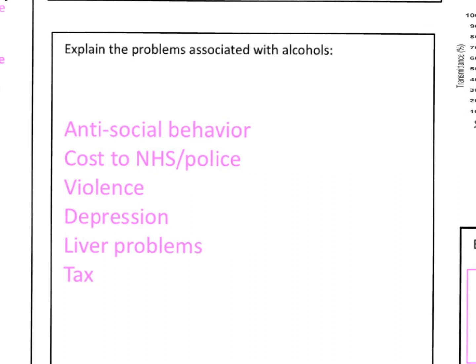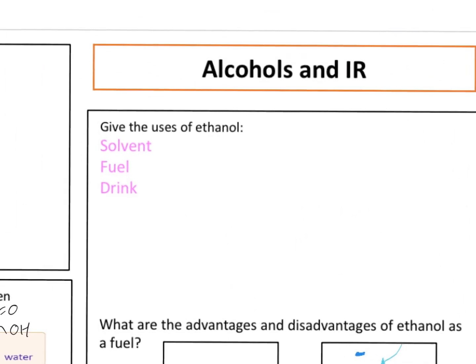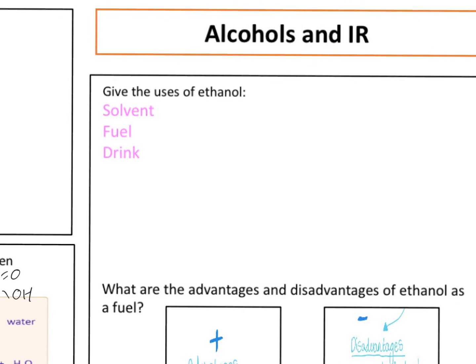Not going to spend too much time on this, but you all need to know and explain the problems associated with alcohol. So high antisocial behaviour, cost to the NHS, violent behaviour, liver problems, cancers, that kind of thing. But it does make a lot of money for businesses and for the government in tax, so there are some pros to alcohol. You can also use alcohol as a solvent, so if something can't be mixed with water, it can be mixed with alcohol. Obviously the big one is drink.